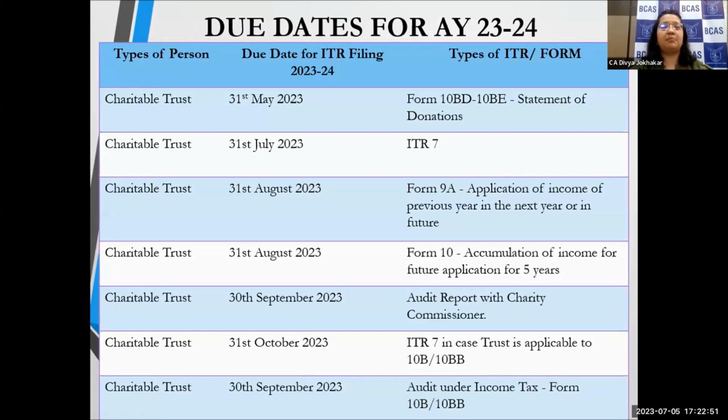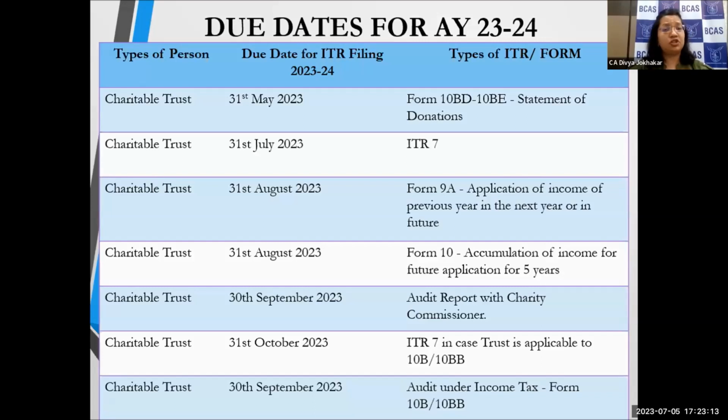So let us suppose I'm a charity trust registered in Maharashtra or perhaps Gujarat, and I have crossed rupees 10,000 as the threshold of the charity commissioner. I will be filing my charity commissioner's audit report before 30th September, and hence I will come out of the 31st July due date and my return filing due date will become 31st October.